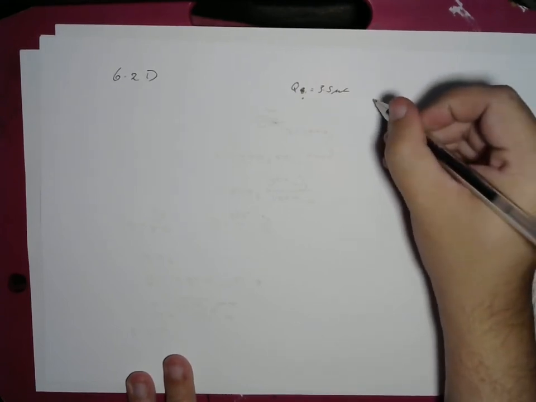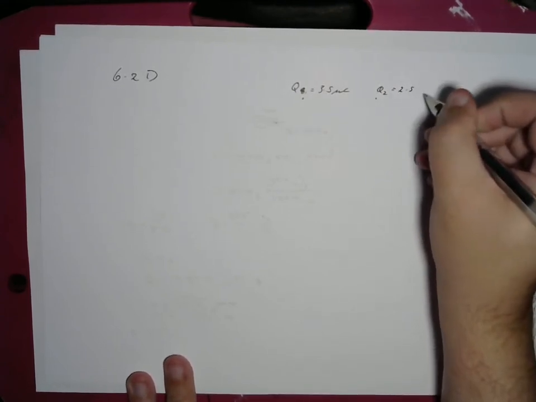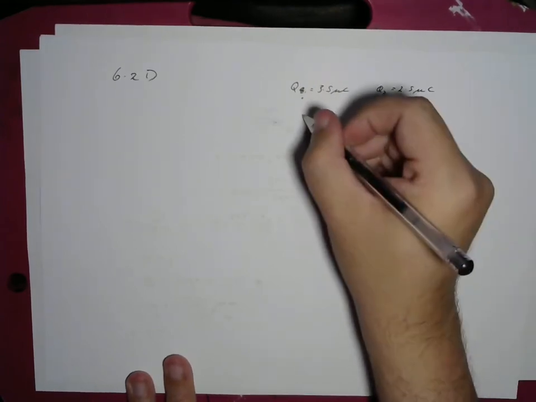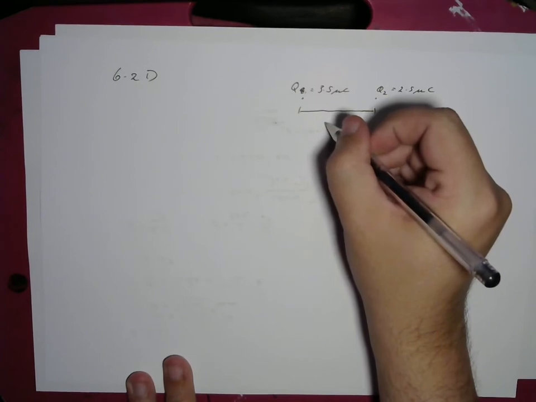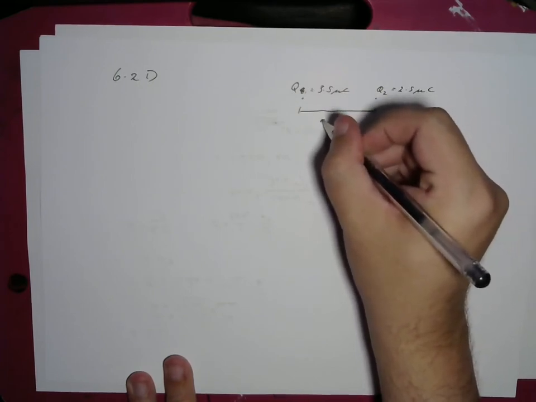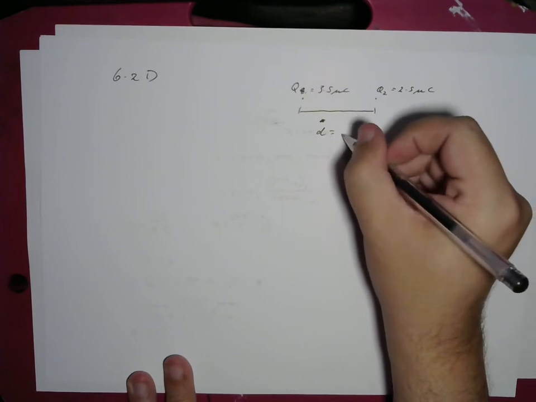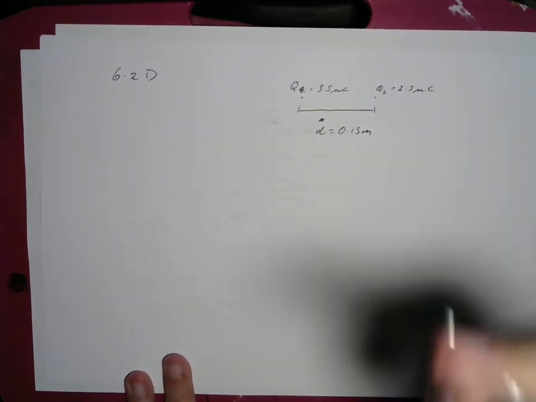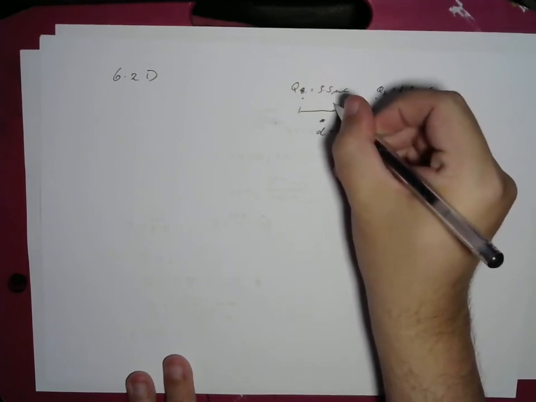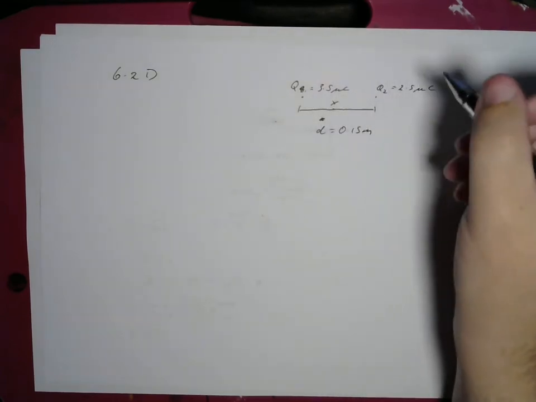Q1 equals 3.5 microcoulombs, and we have Q2 equals 2.5 microcoulombs. The distance between them is 15 centimeters. Actually, I'm going to put R because it's a distance, equals 0.15 meters. And we are after this point X, which is right in the middle.